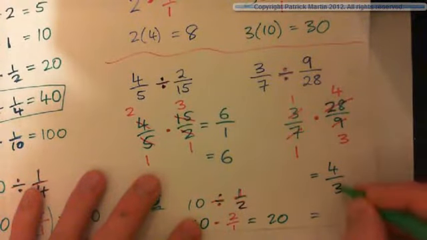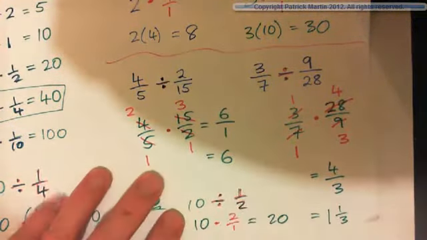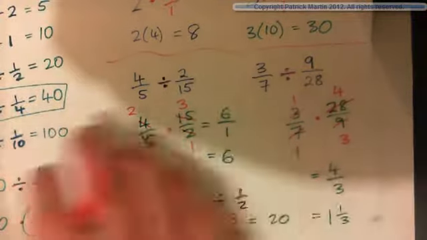And just for fun, although we're not doing this yet, this is a mixed number. 3 into 4 goes once, remainder 1, so 1 1/3 is what that is. You probably know that already. Anyway. Okay.